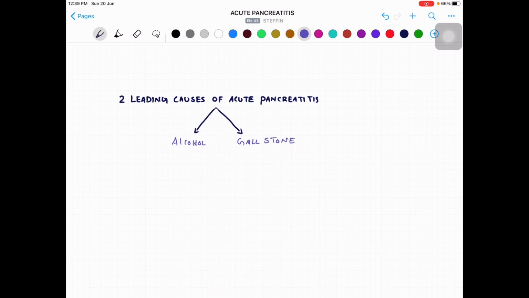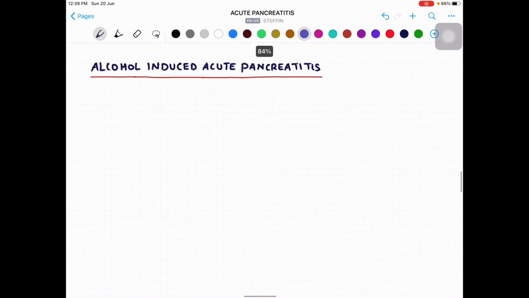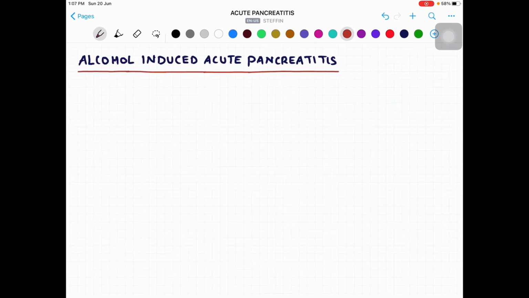So let's see how alcohol will cause acute pancreatitis. The alcohol will increase the zymogen secretions from acinar cells, while alcohol will decrease the fluid and bicarbonate. Due to this decrease in the fluid and bicarbonate, the pancreatic juice will get thick and viscous, leading to plug and obstruct the duct.